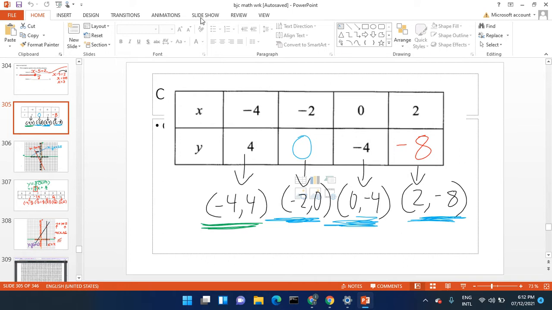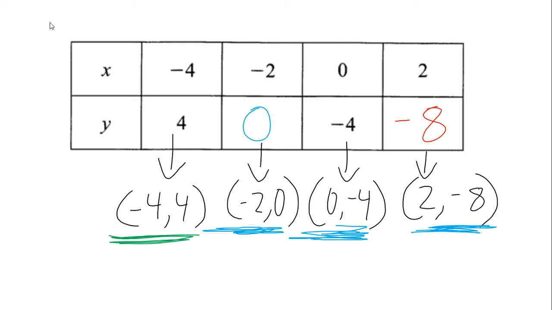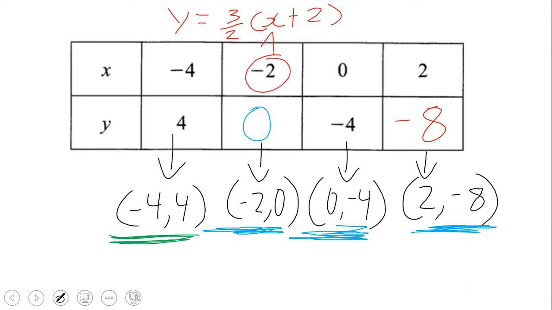Okay, very good. So what we basically did was we took y equals 3 over 2, open bracket x plus 2, and we substituted the 2 in for the x, and that's how we got 0. And then we substituted the 2 here in for x, and that's how we got -8. Does that ring a bell? Kennedy, does that ring a bell? Yes. Okay.